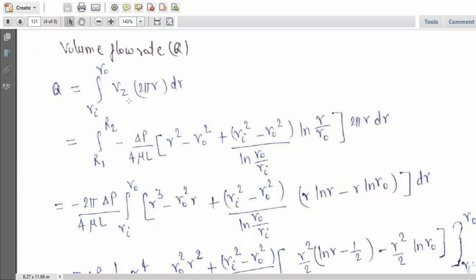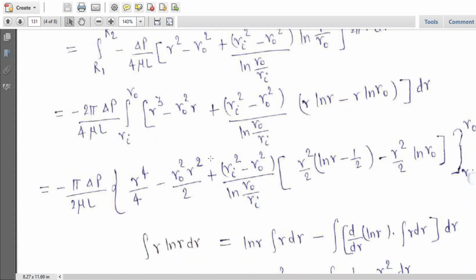So we can substitute the expression of Vz. This is the expression of Vz. We are multiplying by 2 pi r dr, integrating it from ri to r0. So these terms come here, and we can integrate it.